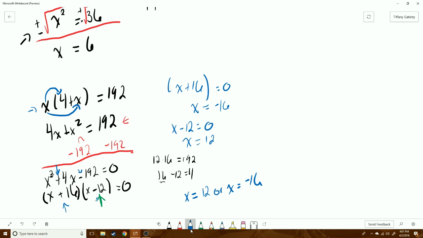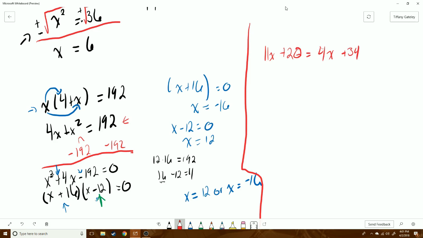Okay, and then for our final example of how to solve, I'm going to put a little line over here, like so. For our next example, we have 11x plus 20 equals 4x plus 34. Now then, what do you do when your x's are on both sides?